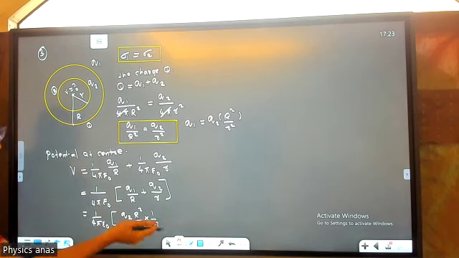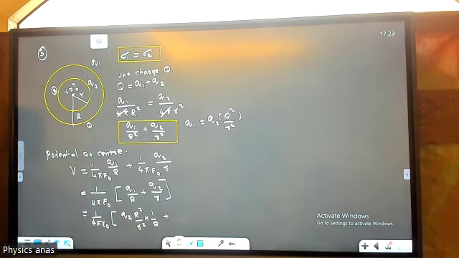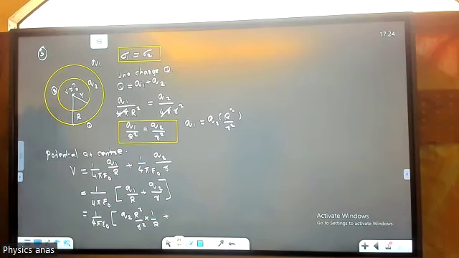This 1 by R can be written as 1 by R. Is that okay now? Plus, what is this? Q1 by R, this one. Just multiply this R square to the other side. You will get Q2 into R square by small r. That's Q1. Now you have Q1, so you can substitute for Q1.